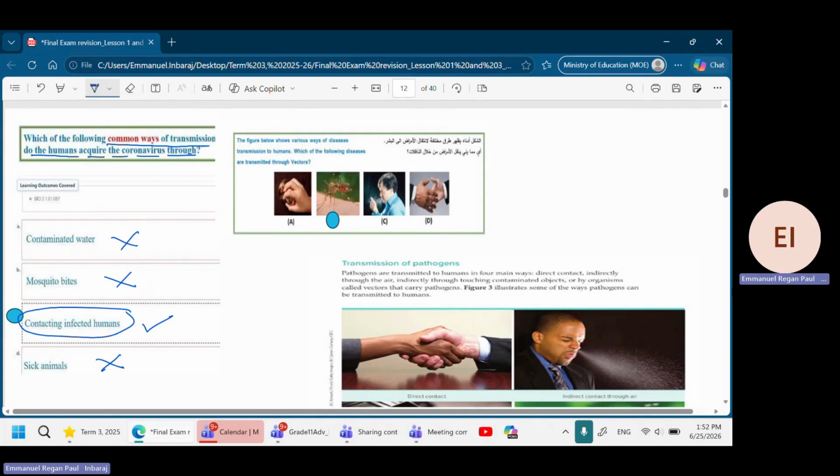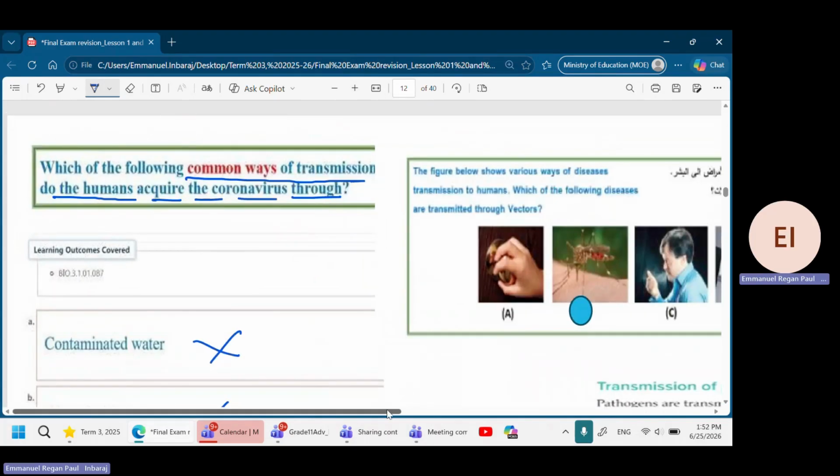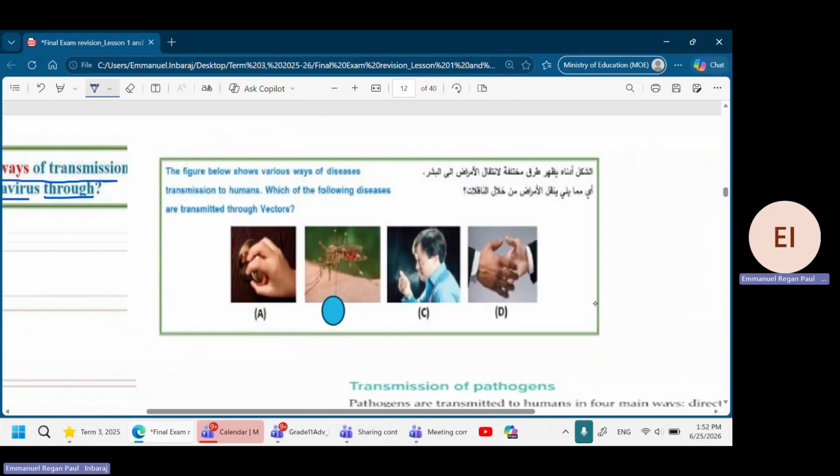Look at the next question that's given here. What does the question say? Which of the following diseases are transmitted through vectors? This is a vector. So you know that this is indirect contact on an object. There is indirect contact through air, and this is direct contact. So this is the vector.